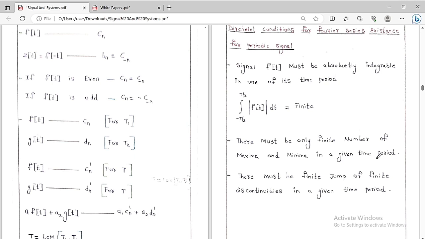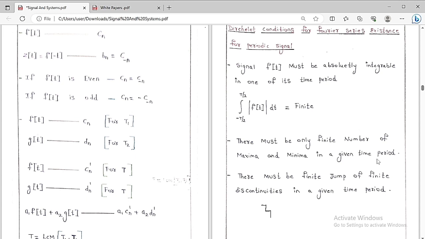The next point is there must be a finite jump or finite discontinuity in a given time period. So basically, what is the meaning of discontinuity? Sudden jump. So listen carefully. There is a sudden jump like this. So therefore, it should be a finite value. So there must be a finite jump or finite discontinuity.